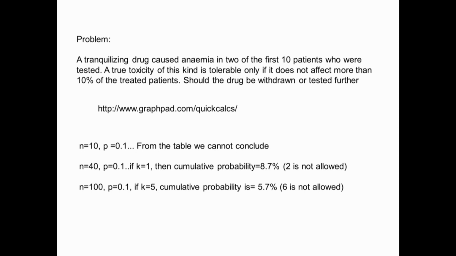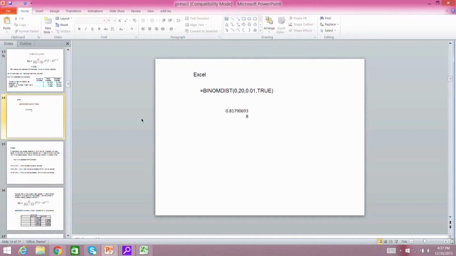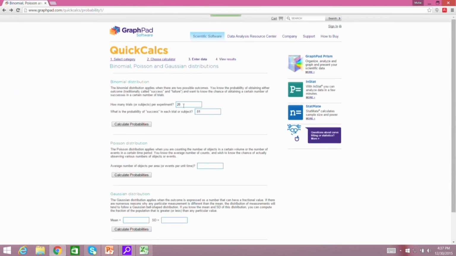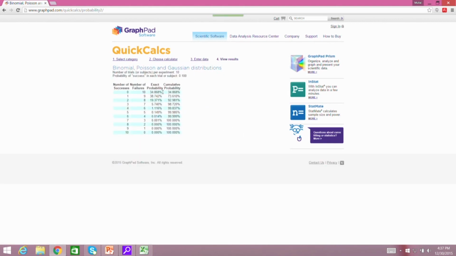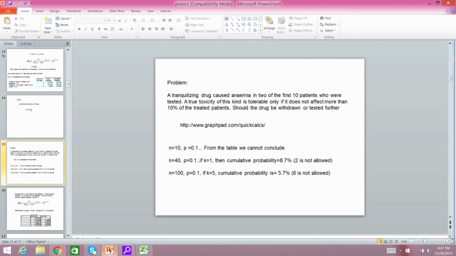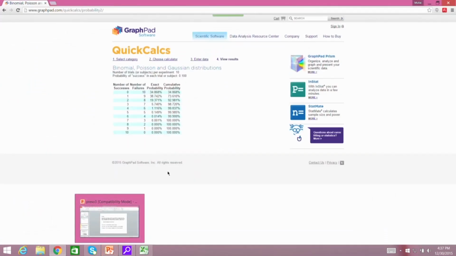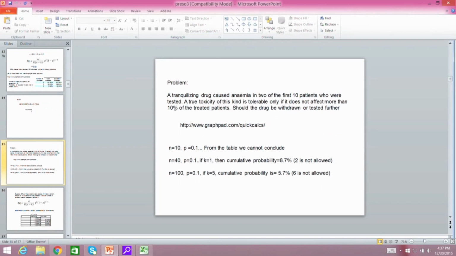So, we are in a big problem. So, let us go, for example, to the GraphPad, then we will say 10 patients and then we want to say 0.1, calculate probability. Okay. So, that is very high. So, we cannot conclude because it is showing a very high probability, almost 34%, whereas we want to have 10% only.